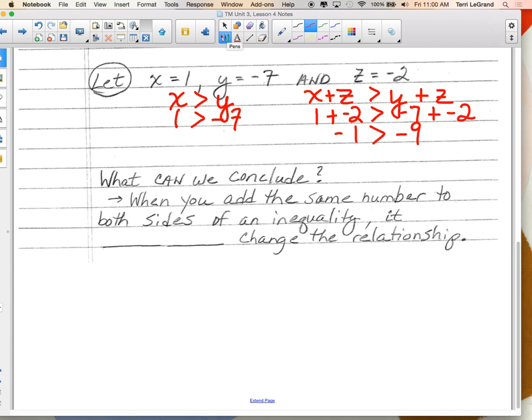Okay? So we want to make sure that we can add properly also, not just be able to substitute in and do this. Is -1 greater than -9? True or false? True.